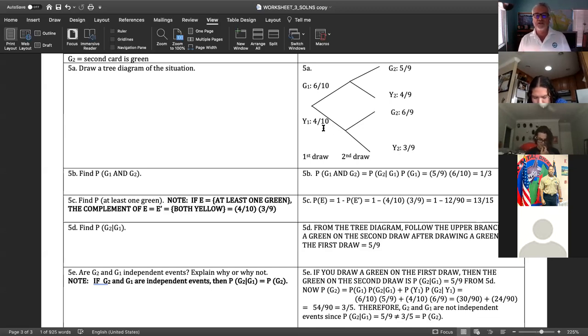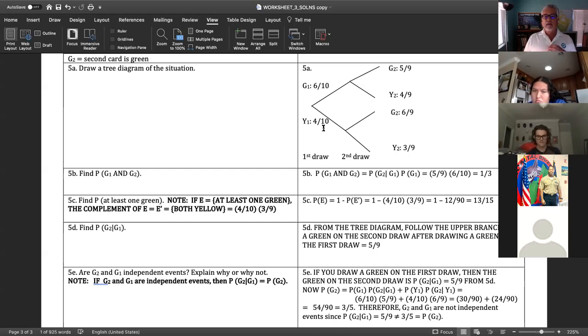Okay, so let's do this path here. A yellow card on the first draw, followed by a green card on the second draw. Okay, so tell me, what is the probability of drawing a yellow card on the first draw? Go ahead. I'm sorry, it cut out. What's the probability of drawing a yellow on the first draw?